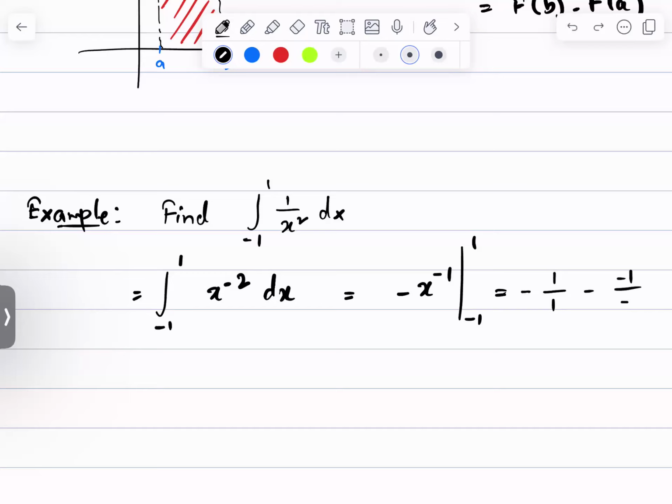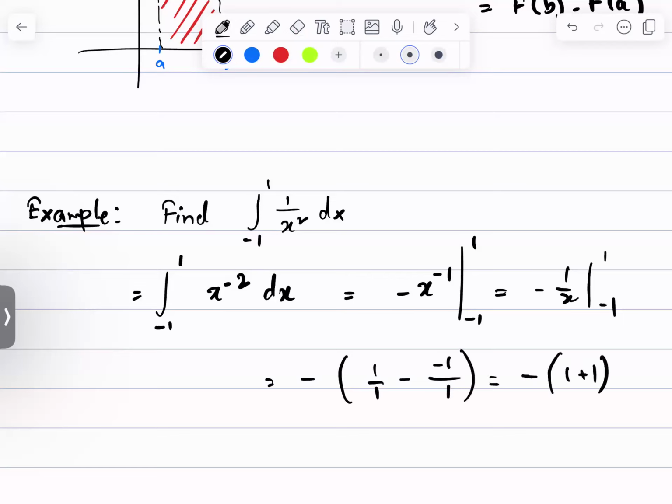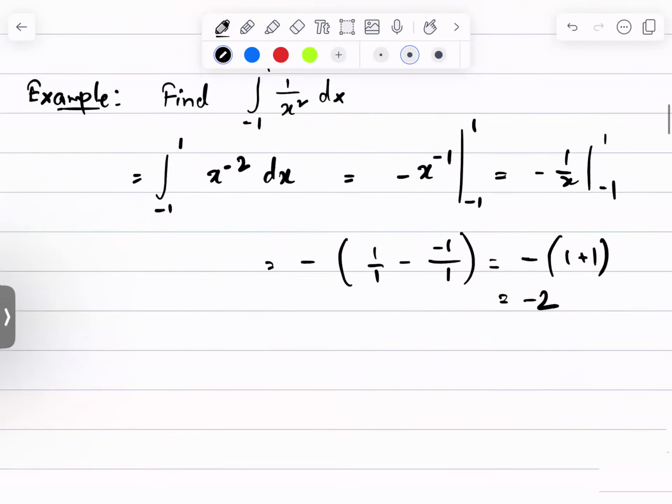Probably one more step would be better. This is minus 1 over x from this. So I have minus outside and then 1 over 1 minus 1 over minus 1. So basically I have 1 plus 1 and 1 minus 1 in the beginning. So this is just minus 2. Okay, cool.